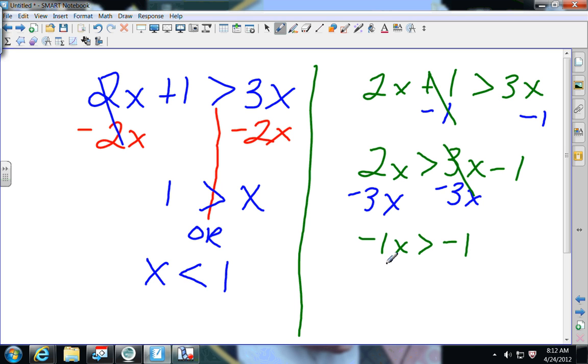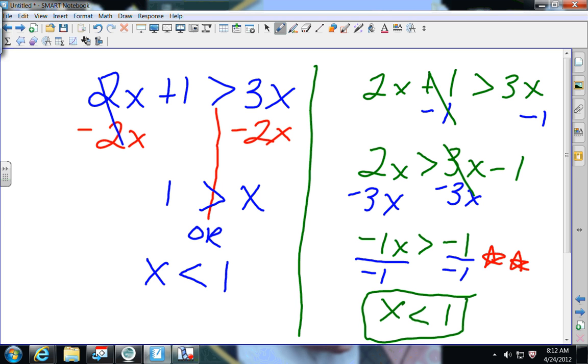Now right here, negative 1 times x, I would divide by negative 1. And ding, ding, ding, I divided by a negative. So you flip the sign. You see how you got the same answers? But the thing was over here, it's just less steps. But sometimes if this makes more sense to you, if we had to graph it, it's worth it to do all the steps, to do more steps. Okay, let's look at another one.